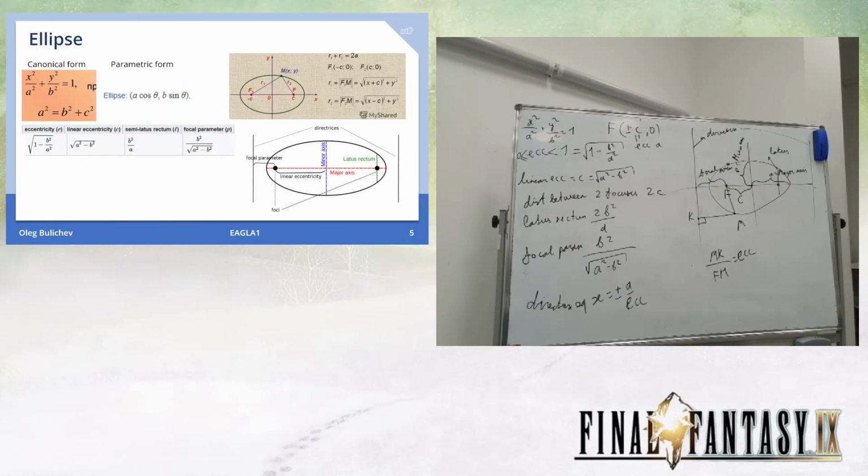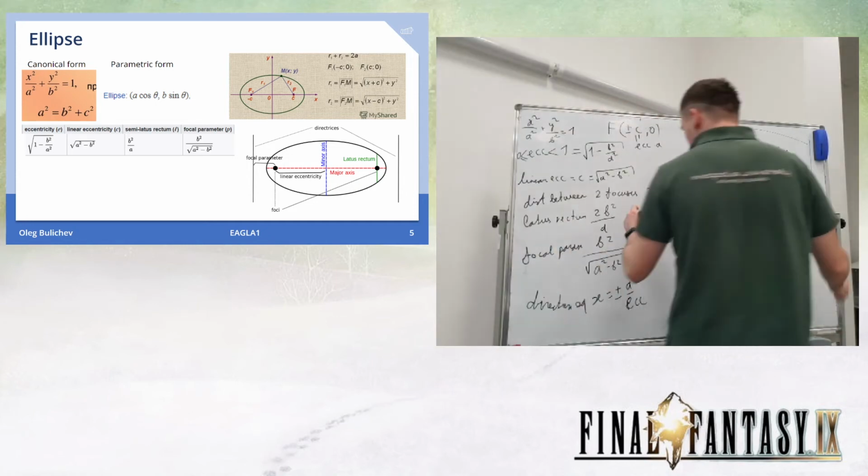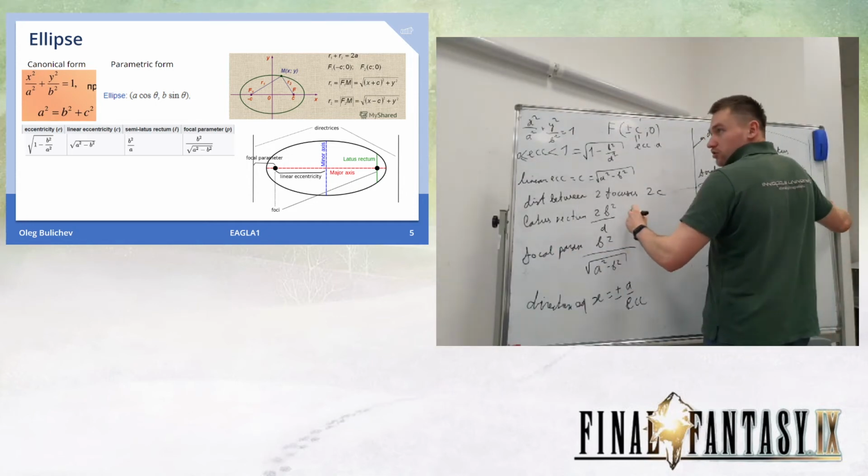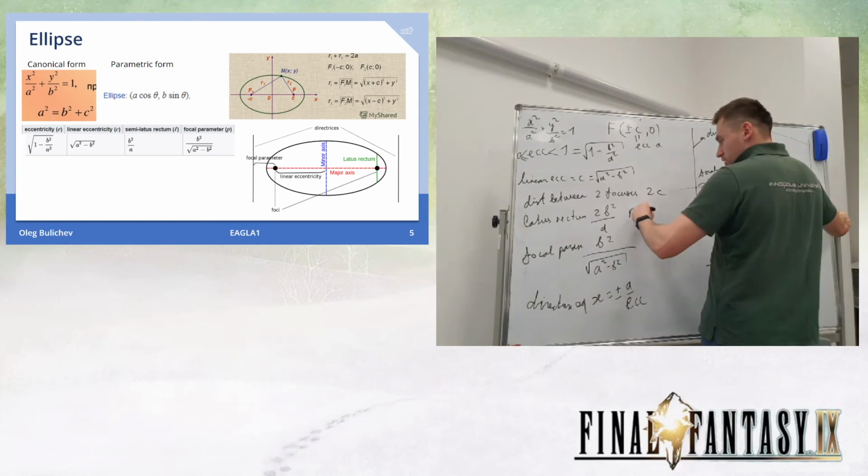You also mentioned such equations. Let's write it. It might be helpful. So R1 plus R2 equal to 2A. We need to draw them.